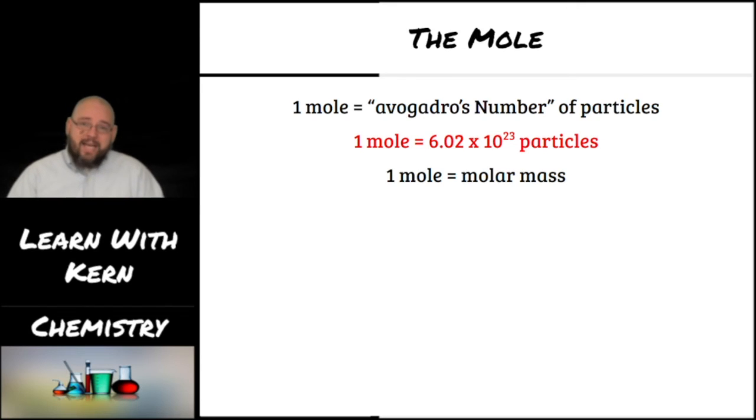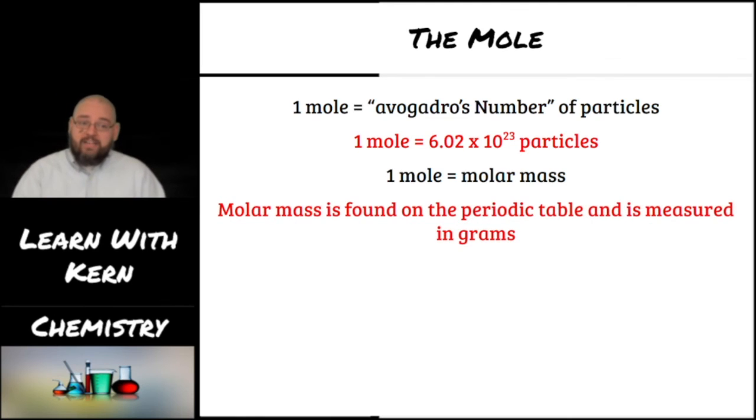But with molar mass, 1 mole is equal to the molar mass. Well, the molar mass is different for every substance. And we find that by looking on the periodic table. So again, the mass of hydrogen is 1.008 grams per mole. That's its mass on the periodic table. That's where we find it. And we'll get into more later about how to do that.